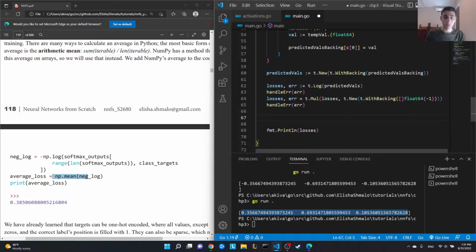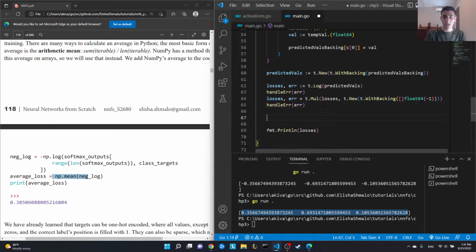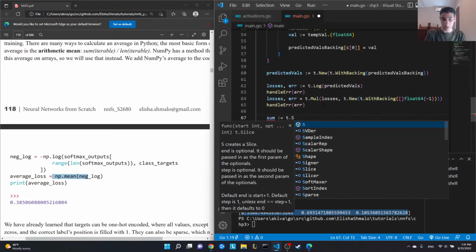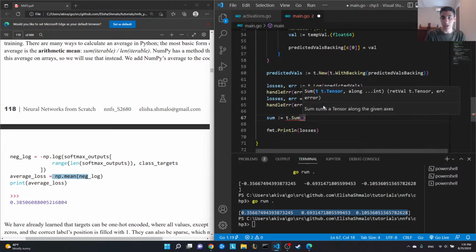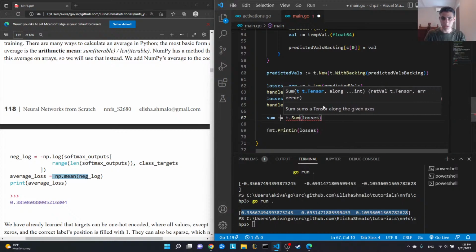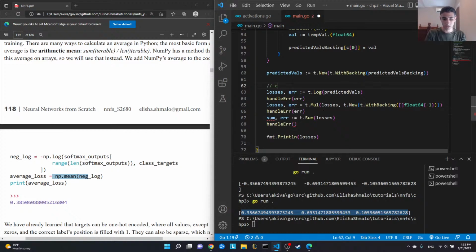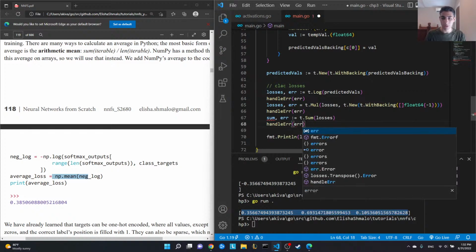Okay, so what is he doing? Well, we want to get the sum of all of these and divide it by the length of all of them. So we can do that. Let's do it. Sum colon equals t.Sum, I guess it's Sum. Yeah, we have a sum function. Great. Sum of the losses. And this also returns an error, so we're going to have to put that over here. Error and handle error. Great. Let's put this all over here. Calc losses. Great, so now we have to handle the error.